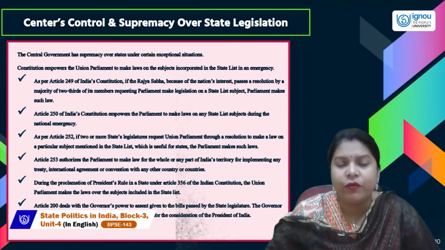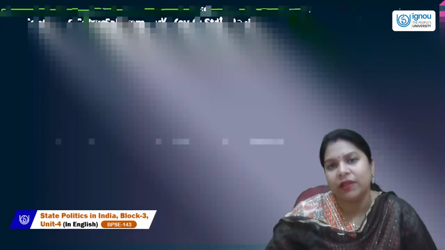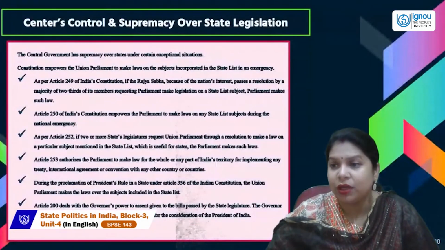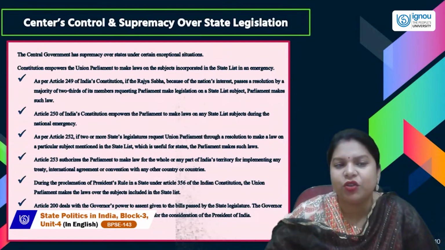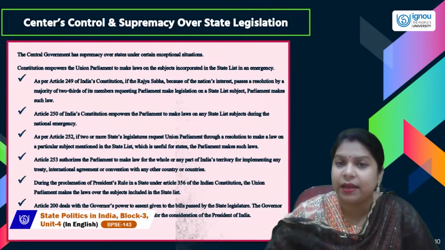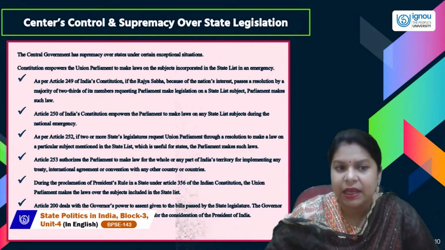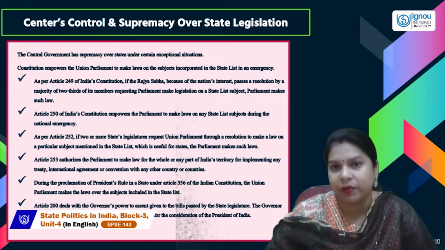Now, let's move forward to the center's control and supremacy over state legislation. We will see how there is a supremacy of the center over the state. The central government has supremacy over states under certain exceptional situations. So, there are some exceptional situations in which the center is superior to state legislation. The Constitution empowers the Union Parliament to make laws on the subjects incorporated in the state list in an emergency. This is a very important thing which we all should know: during an emergency, the Constitution empowers the Union Parliament to take over the subjects from the state list.